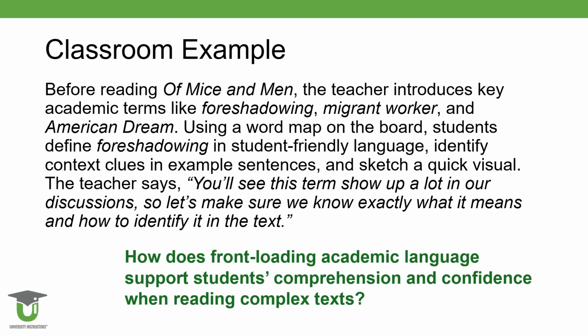Here's a high school classroom example that illustrates the concept of front-loading with a focus on academic language and subject-specific terms. Before reading Of Mice and Men, the teacher introduces key academic terms like foreshadowing, migrant worker, and American dream. Using a word map on the board, students define foreshadowing in student-friendly language, identify context clues in example sentences, and sketch a quick visual. The teacher says, "You'll see this term show up in a lot of our discussions, so let's make sure we know exactly what it means and how to identify it in the text."